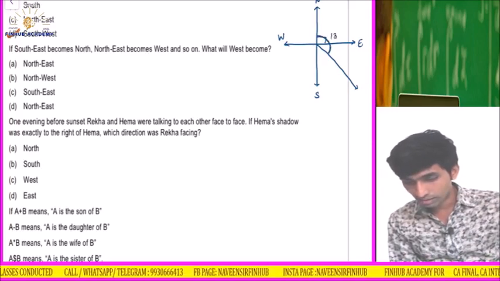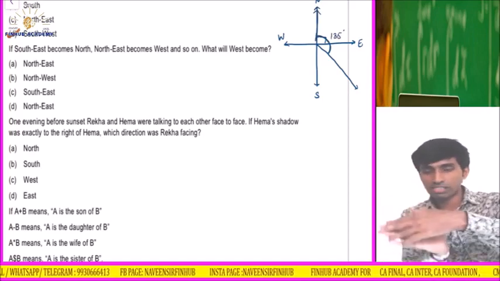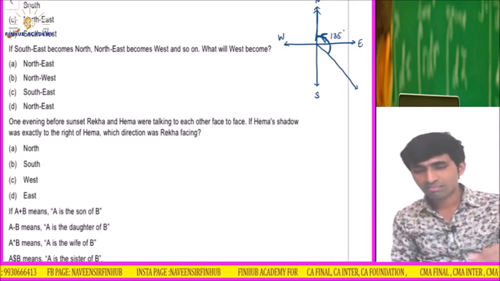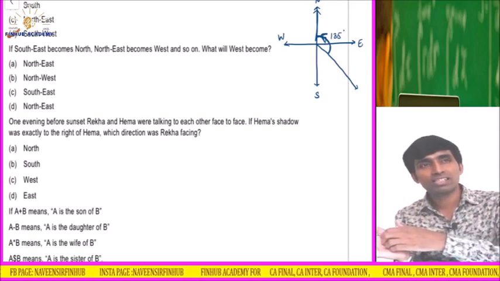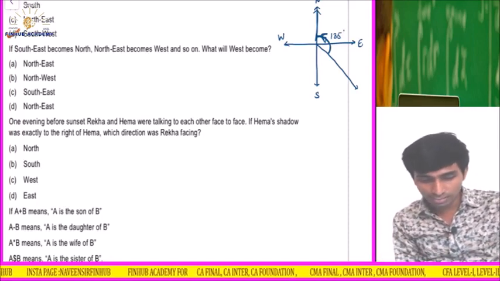This angle is how much? 135 degrees. Means now he is facing this. Southeast becomes north means he has turned anti-clockwise this way. Anti-clockwise and it becomes north. Means someone was facing southeast, now he is facing north. That's the only thing. So it is 135 degrees anti-clockwise he has gone.